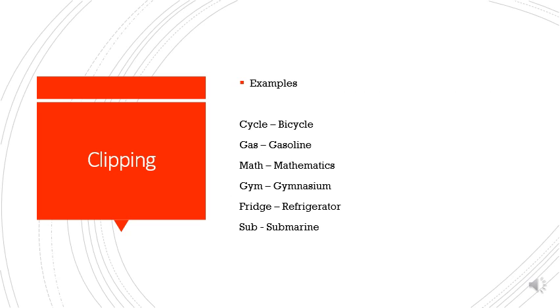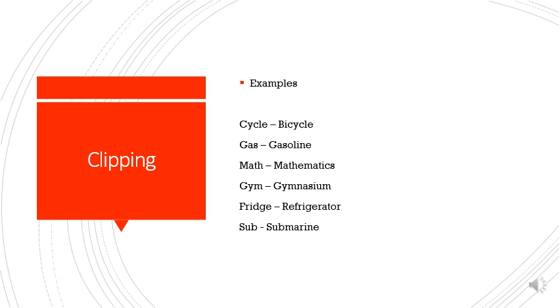Examples for clipping. These are some of the examples for the type of word formation, clipping. Cycle is derived from the word bicycle. Gas is derived from the word gasoline. Maths is derived from the word mathematics. Gym is derived from the word gymnasium. Fridge is derived from the word refrigerator. Sub is derived from the word submarine.